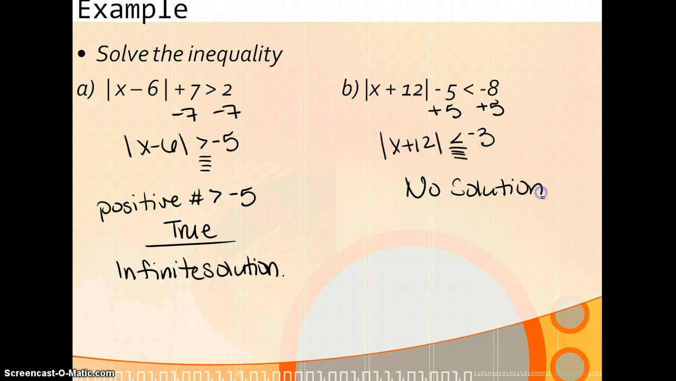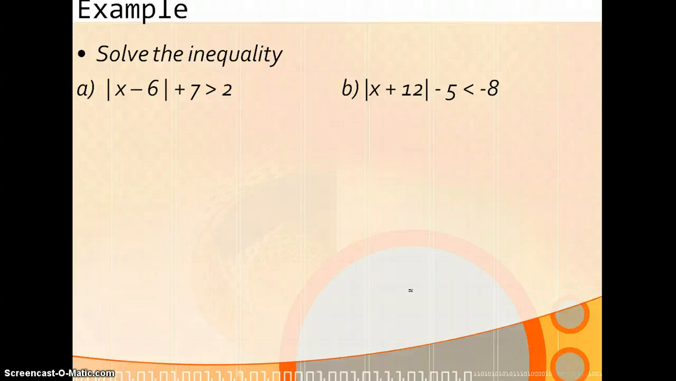Because no matter what we plug in, it's going to be positive, and a positive number is not smaller than a negative number. So those are the two special cases, infinite solution and no solution. The key to these with absolute value inequalities is the inequality itself. As long as it's facing a certain direction and then there's a negative number after it, it will be one or the other. So you just have to pay attention to those inequalities.